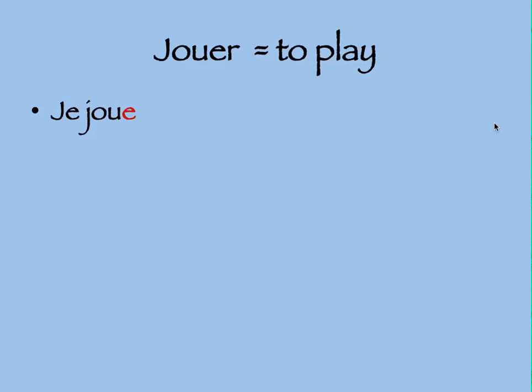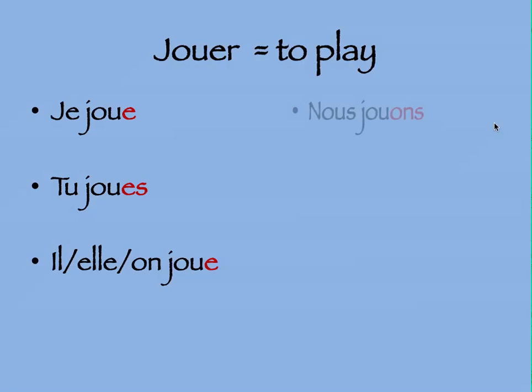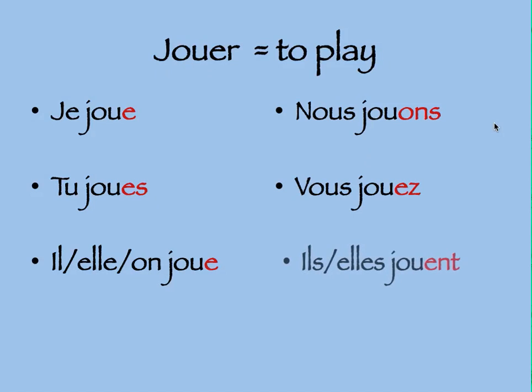Je joue with an E at the end. Tu joues with the ES at the end. Il joue with the E at the end. Nous jouons with the ONS. Vous jouez with EZ. Ils, elles jouent with the ENT. So there you have it. These are our regular ER verbs.